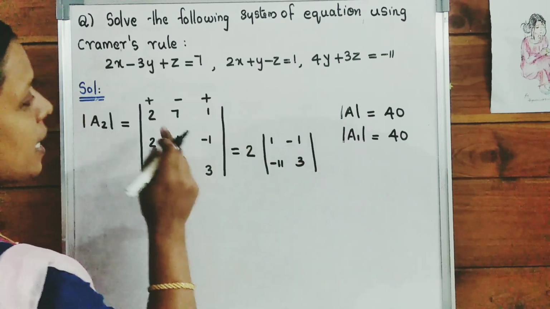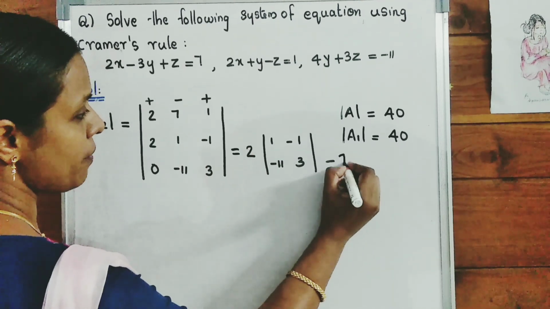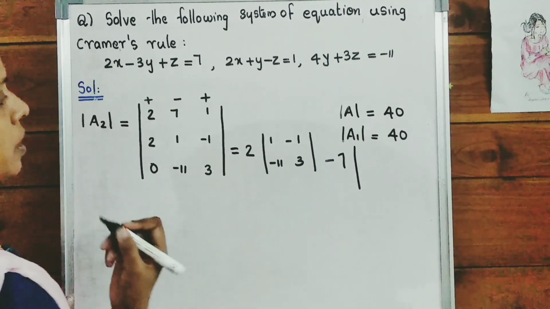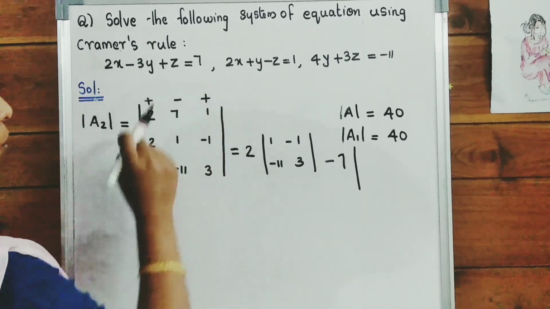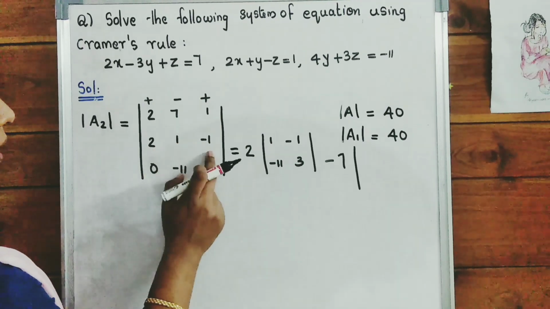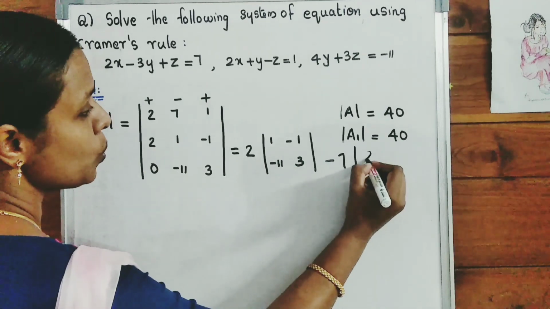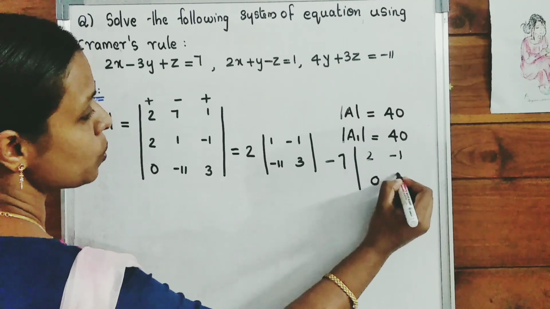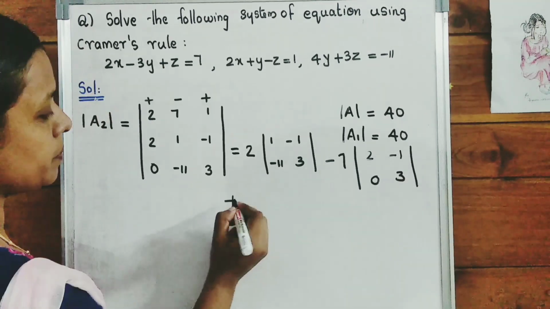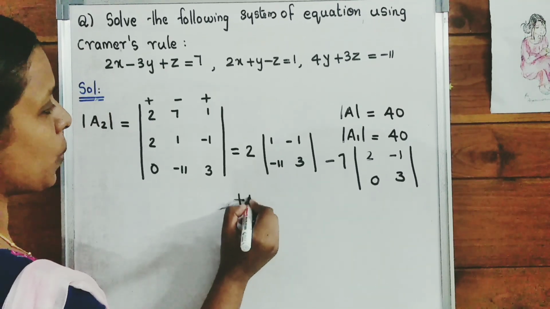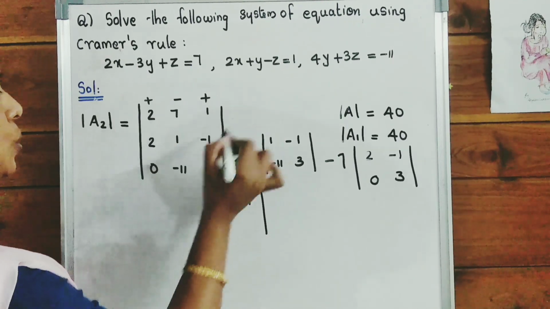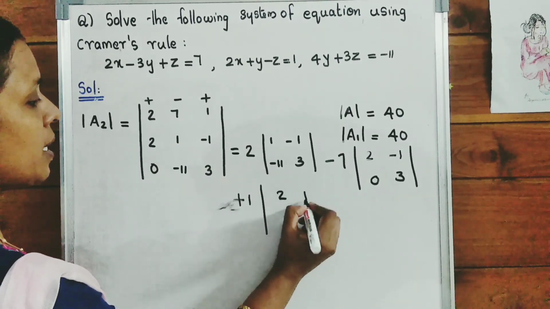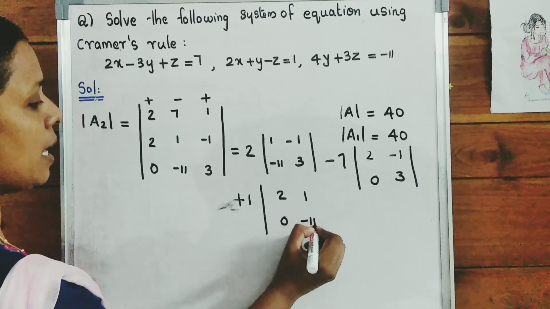Okay. Next we write negative 7 into determinant. Here we eliminate second column and first row. Then the elements are 2, minus 1, 0, 3. Okay. Next we write plus 1 determinant. Here we eliminate third column and first row. We get 2, 1, 0, minus 11.